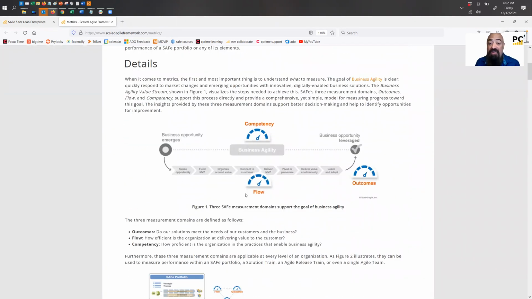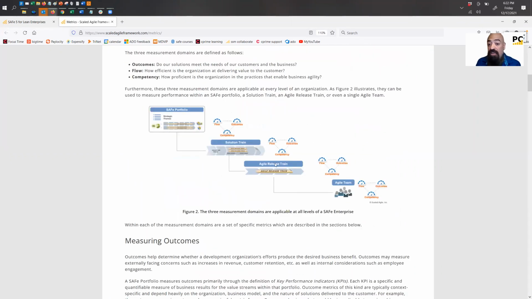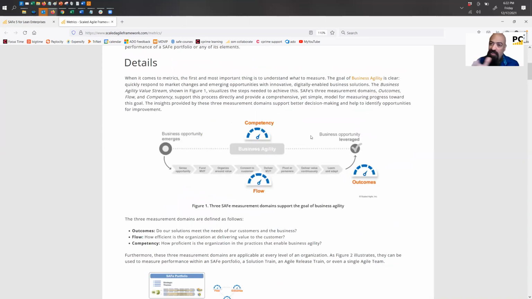Well, now they have completely overhauled it, and check it out. There are three kinds of metrics. And these three kinds apply at every single level, at the team level, at the train level, at the large solution level, at the portfolio level. So it's always the same three. How you do the three changes, but the three categories are always the same. I have a very similar model, and I'll show you that in a minute. So the three metrics are competency, flow, and outcomes.